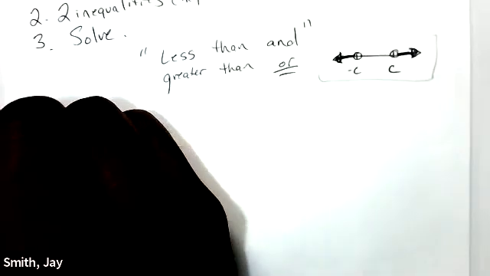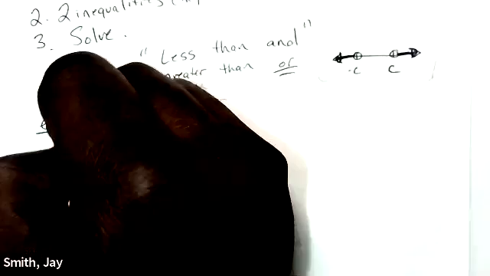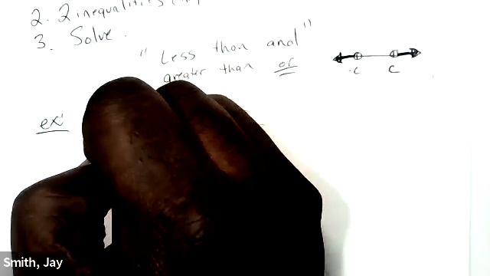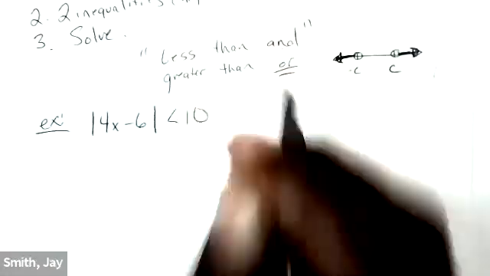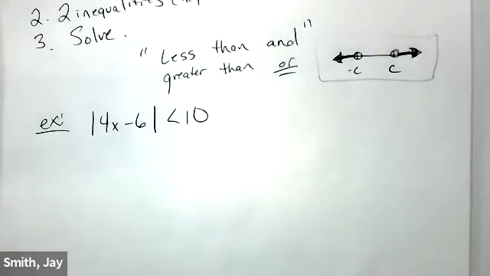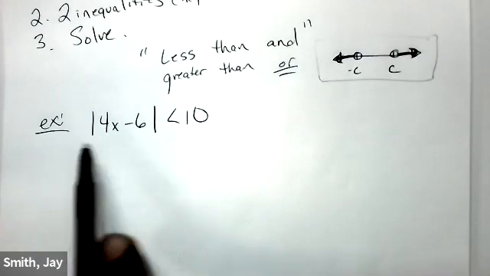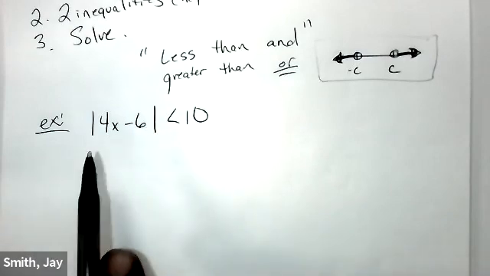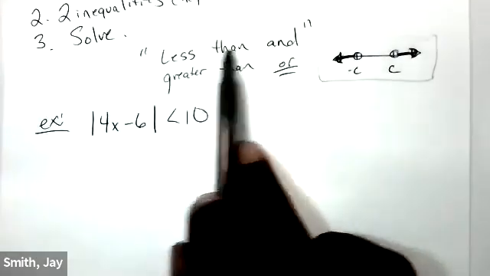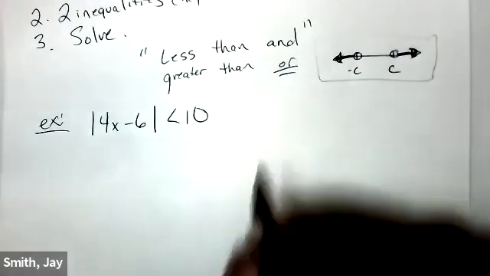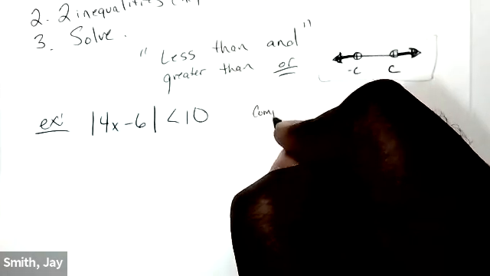First example, the absolute value of 4x minus 6 is less than 10. The way I think of it, I read the problem: the absolute value of 4x minus 6 is less than 10. I said less than, so it's an and problem. This is going to be a compound inequality.